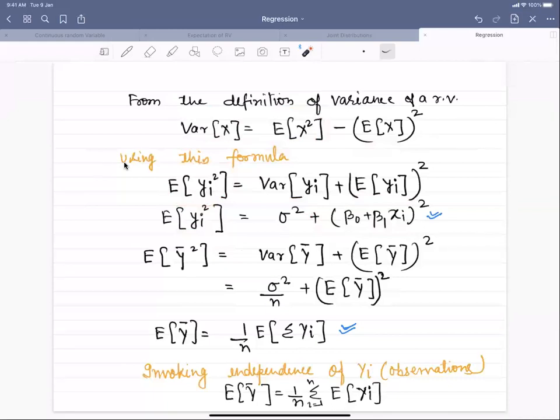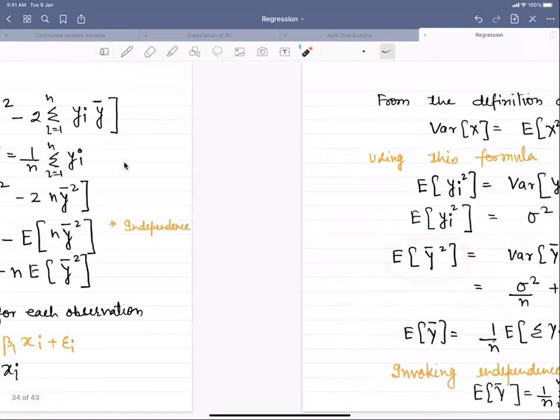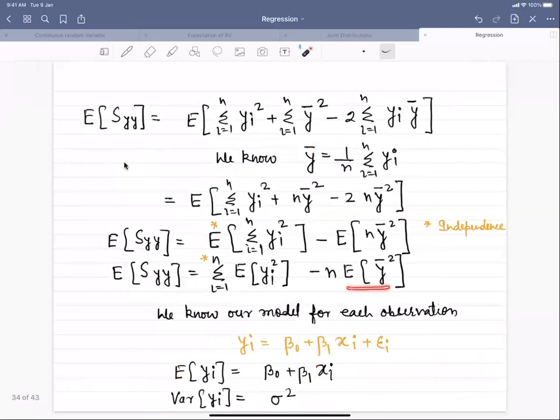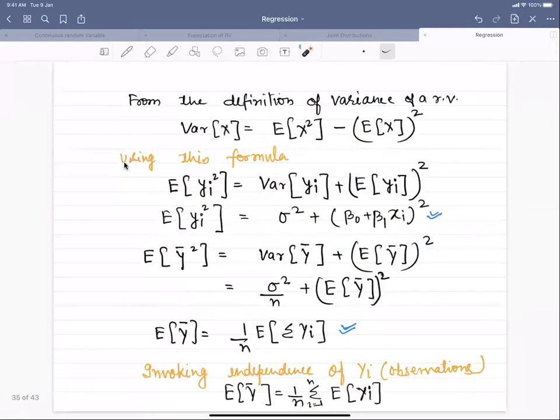Using the same approach, we can compute the expectation of y bar square, because we need that also. It will be the variance of y bar plus the square of the expectation of y bar. The variance of y bar we have seen already in the previous module is sigma square by n.